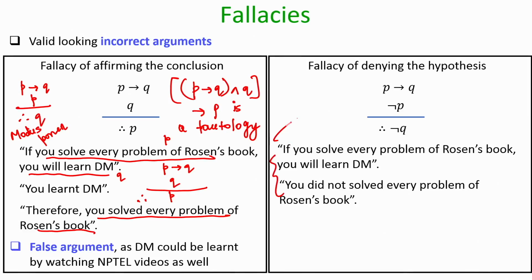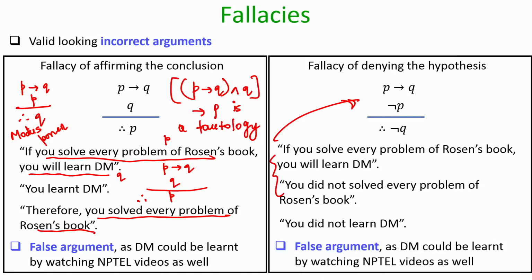So, these two premises come under this abstract form P implies Q and negation P, and therefore I am drawing the conclusion that you did not learn discrete maths. Again, as you can see, this is a false argument, because you might have learned discrete maths by just watching NPTEL videos, if they are very good, without even solving any of the problems of Rosen's book. So, these two are very common fallacies. They might look very similar to modus ponens, but they are not valid argument forms.